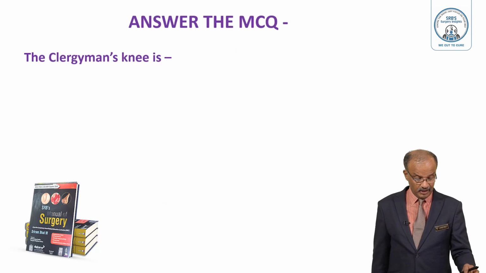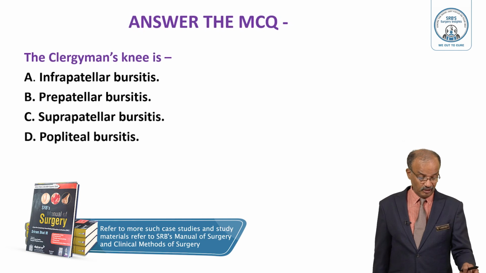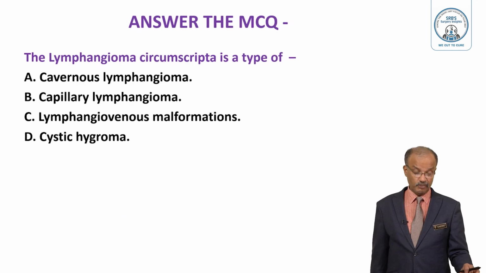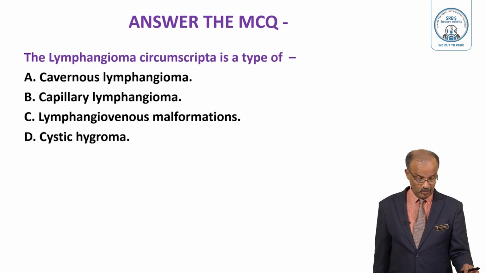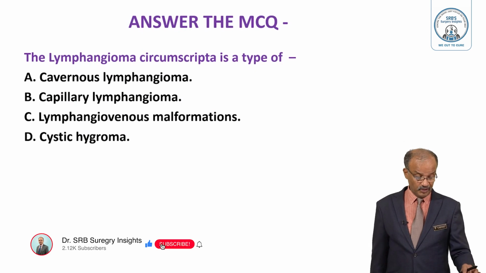So answer the MCQ, students, please. I will appreciate and acknowledge your answer. The clergyman's knee is: A, B, C, D. Put the right answer in the comment box. And lymphangioma circumscripta is a type of: cavernous hemangioma, capillary lymphangioma, cavernous lymphangioma, lymphovenous malformation, cystic carcinoma. Put the right answer. I will appreciate your answer.